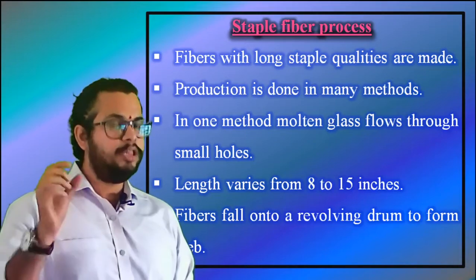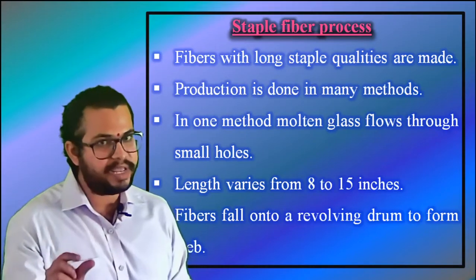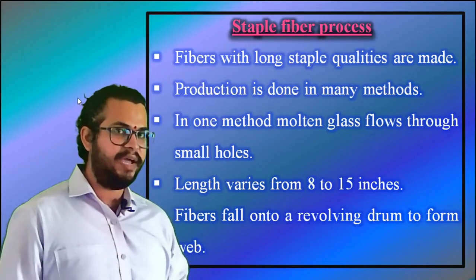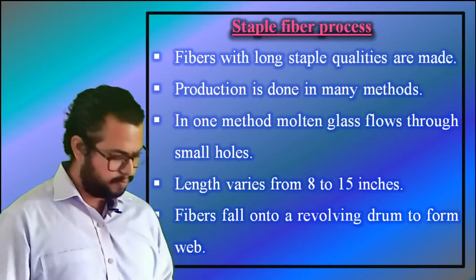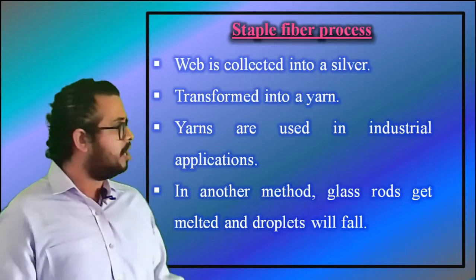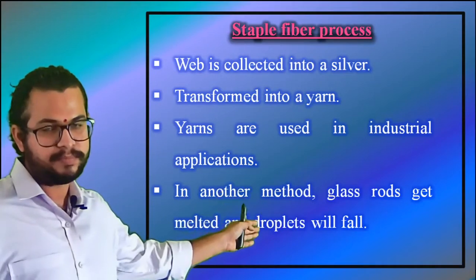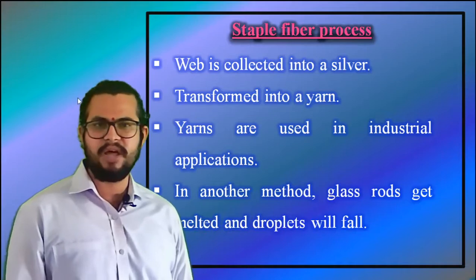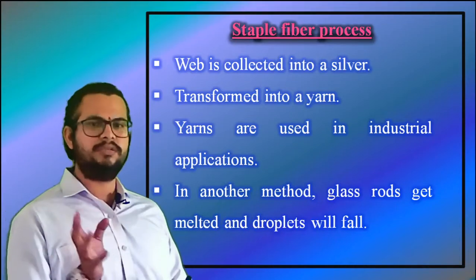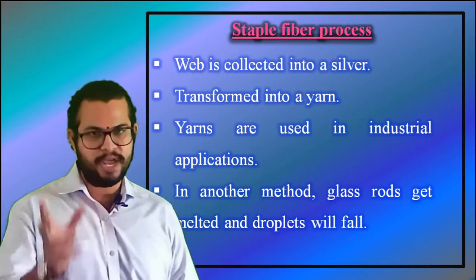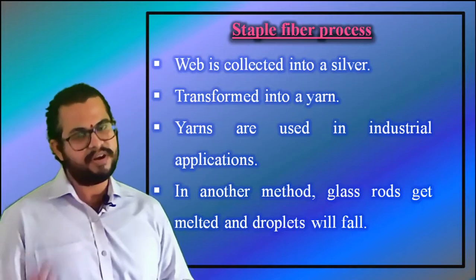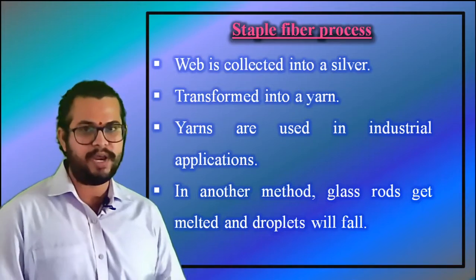These fibers fall through a spray of lubricant and a drying flame onto a revolving drum where they form into a thin web. The fibers in the form of web are gathered from the drum into a sliver. Then the yarn is made from this sliver by methods similar to those adopted for making cotton or wool yarns. These yarns are used for fabrics for industrial purposes where insulation is required.